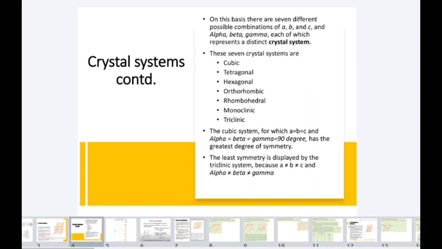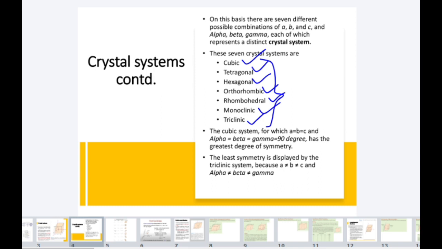If we have a system in which side A is equal to B and B is not equal to C, this is one system. If we have a system in which all the 3 sides are equal, that is another crystal system. There might be one in which none of them is equal to each other, so that is a different crystal system. And we have 7 crystal systems, and those 7 crystal systems are here. You see, we have the cubic, the tetragonal, hexagonal, orthorhombic, rhombohedral, monoclinic, and triclinic.